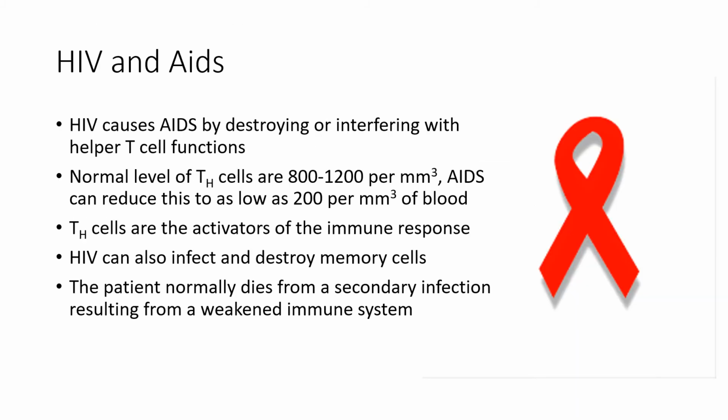HIV and AIDS are both caused by the same virus. What happens is that HIV targets T helper cells, and when it is inactive and it's not causing any particular problem to the person's immune system, it is referred to as HIV. However, when that HIV starts to destroy enough of the helper T cells that it impacts on the person's immune system, then we start to refer to the particular disease as AIDS.